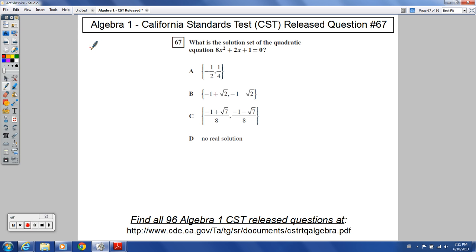So remember the quadratic formula: x equals negative b plus or minus the square root of b squared minus 4ac, all over 2a.